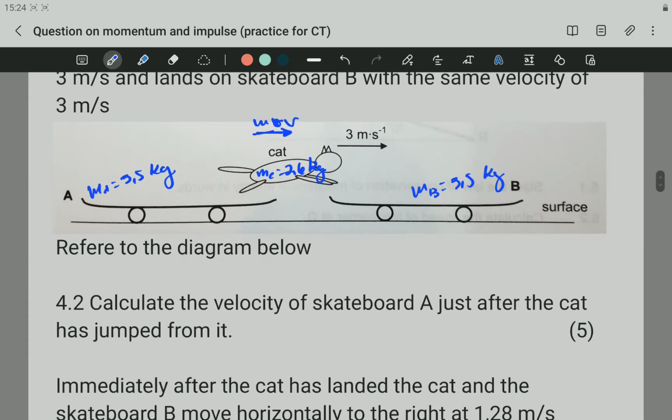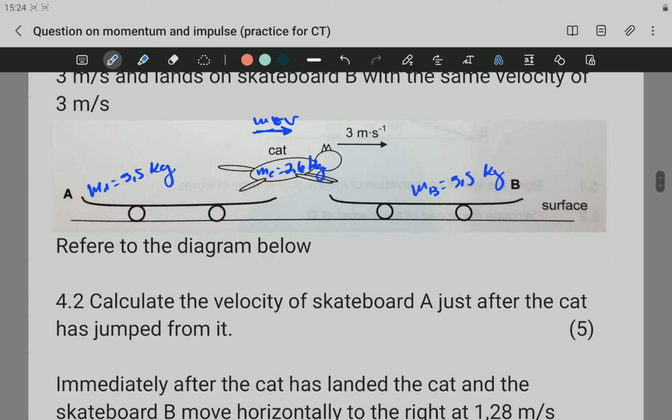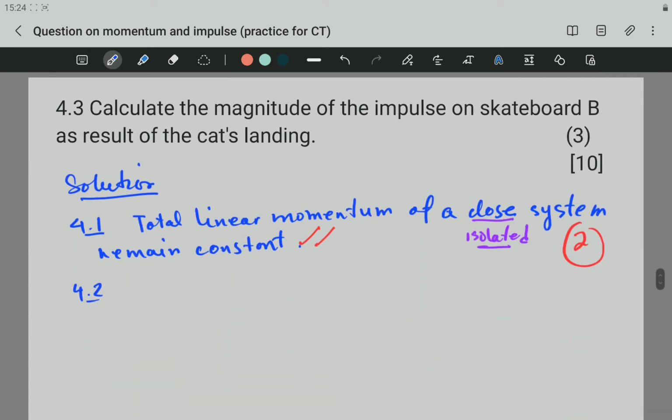So, refer to the diagram and calculate the velocity of skateboard A just after the cat has jumped. Now, first of all, let's identify the system. That is important, the system. What are the objects involved in this first part of the question? Those are skateboard A and the cat. Skateboard B is not part of the system. It's a cat on a skateboard, and it's the cat that jumped from the skateboard. So that's all you need to remember here.